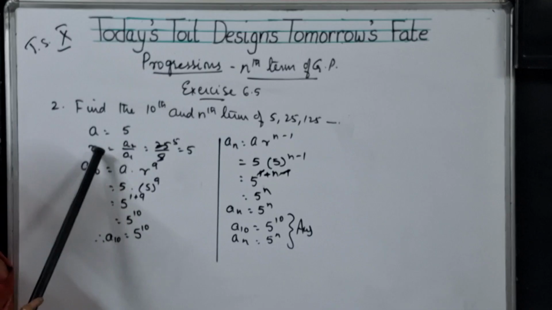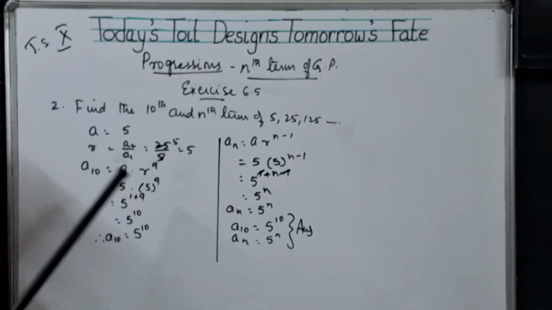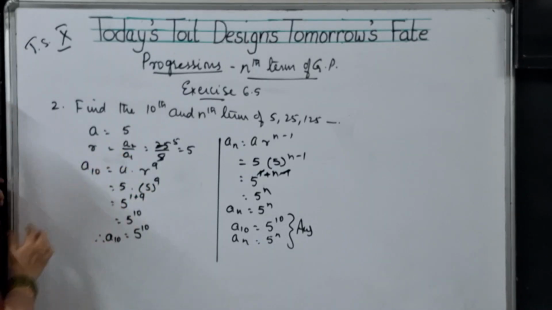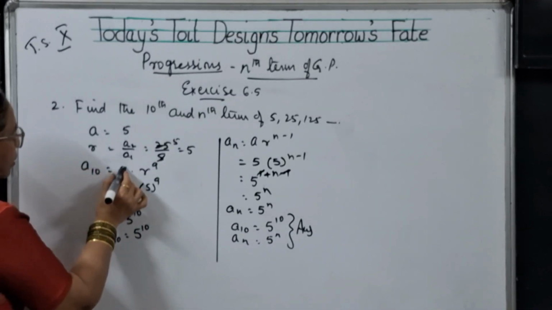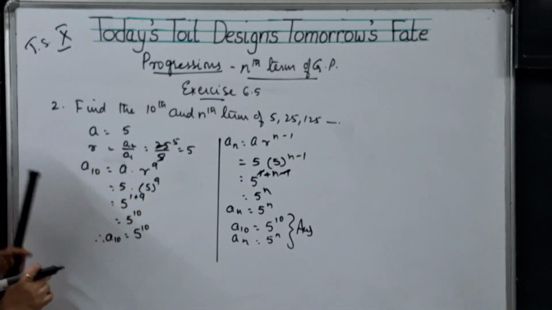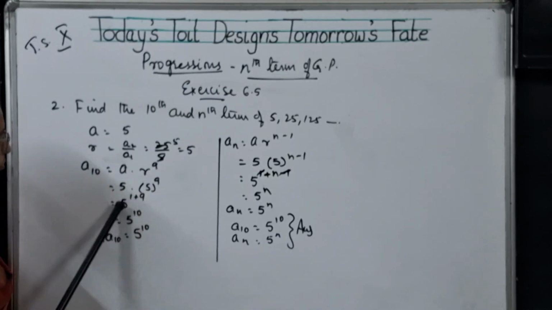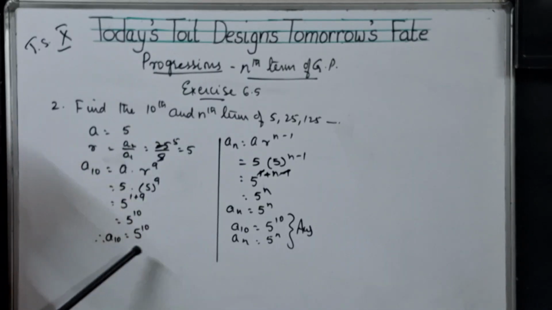So A is 5, R is A2 by A1, that is 25 by 5, that is 5. A10 they are asking. A10 formula is A into R to the power of 9. Here A is 5. They have given A as 5. So 5 into 5 to the power of 9. Bases are same and multiplied, power should be added. So its power is 1. 1 plus 9, 5 to the power of 10 is A10.